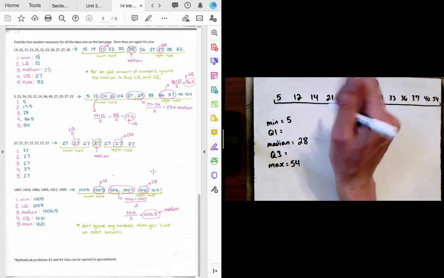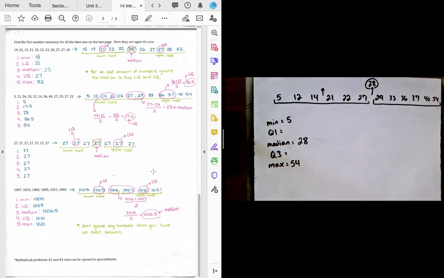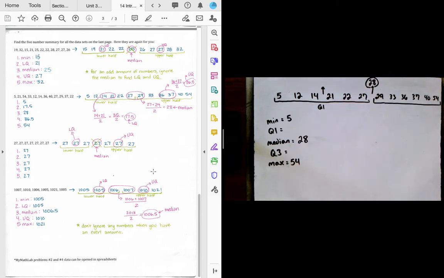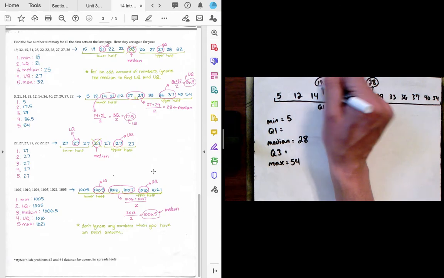So at this point here, we can see using the cover-up method that there should be a number we're interested in between this 14 and 21 that's going to represent the first quartile. To find that number, we add 14 plus 21 and we divide by 2. 14 plus 21 divided by 2 is 17.5. This is our first quartile.